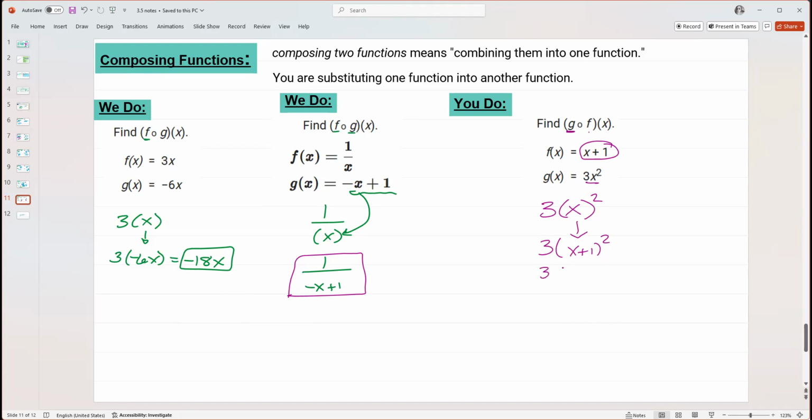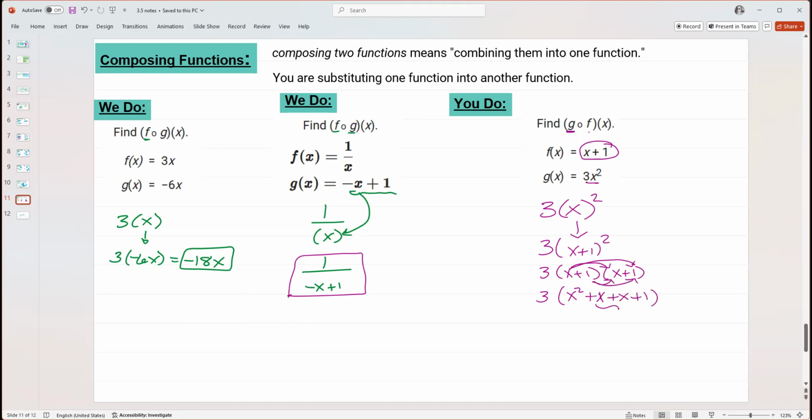So this is going to be 3 times x plus 1 times x plus 1. This is the most work. I would save that 3 for last, because otherwise it's going to mess you up. X times x is x squared, so we'll just do this. X times 1 is 1x, so just plus x. 1 times x is x, so plus x again. 1 times 1 is 1, plus 1.